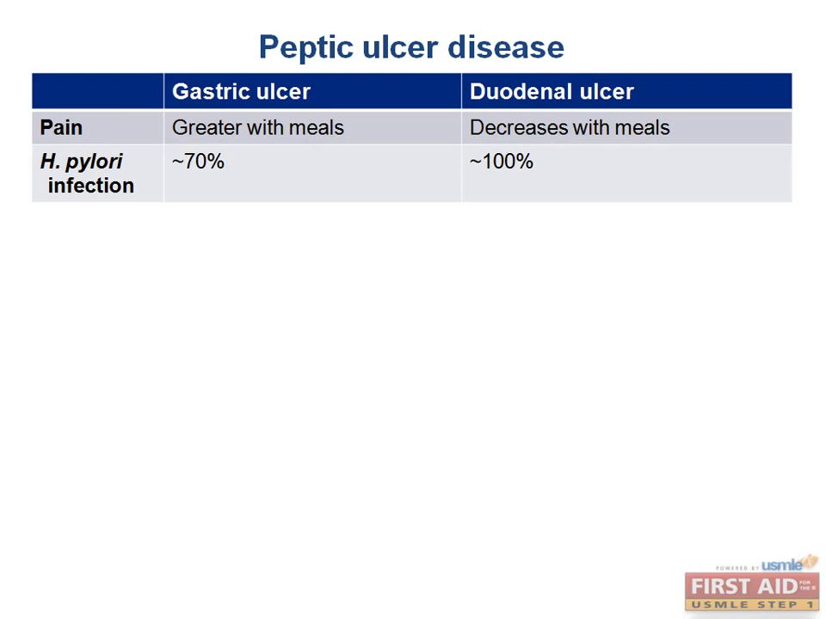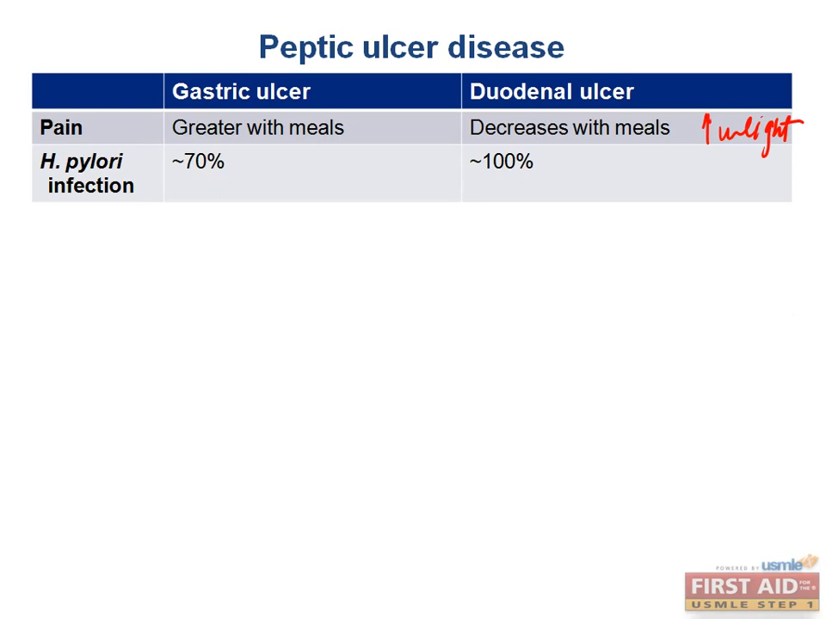H. pylori is commonly involved in around 70% of cases of gastric ulcers, but chronic NSAID use is also an important factor. These patients have a positive urease breath test. Duodenal ulcers have decreased pain with meals, so these patients often gain weight. In 90% of cases, ulcers are found in the proximal duodenum.